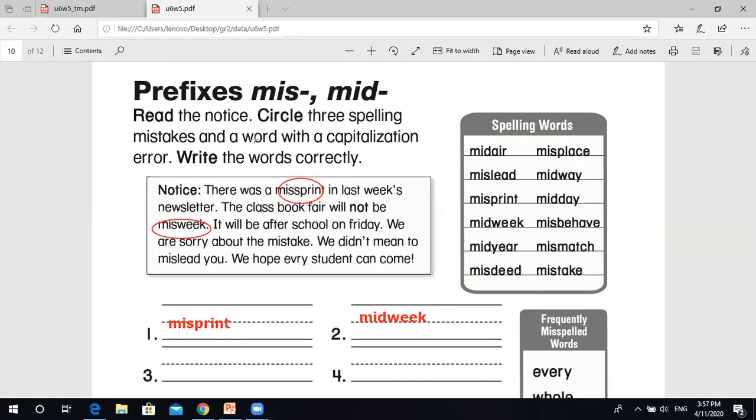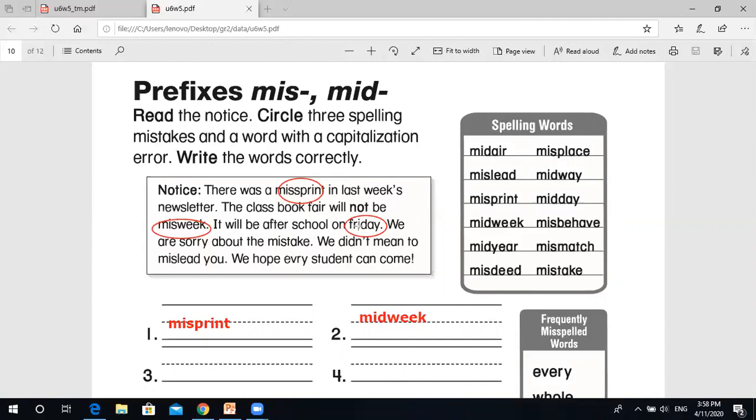Now with the third word, it will be after school on Friday. Friday. Circle it. Friday is a day of the week. It's a proper noun. We cannot write the days of the week with a small letter at the beginning. So it has a capital letter at the beginning of the word. So we will rewrite Friday with a capital letter.